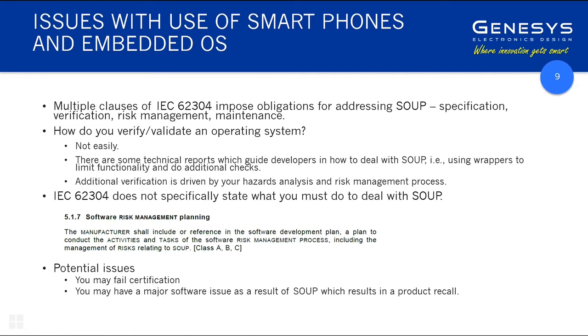If you look at that specific clause from 62304, it has a similar pattern across the whole document, where it mentions a clause like: manufacturer shall include or reference in the software development plan a plan to conduct the activities and tasks of the software risk management process, including the management of risks related to SOUP. So that inclusion of SOUP is a common theme across the whole document, where it doesn't state any specifics on what you have to do extra if faced with SOUP in your design.